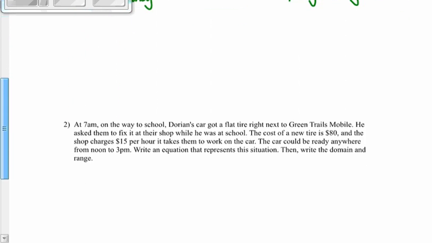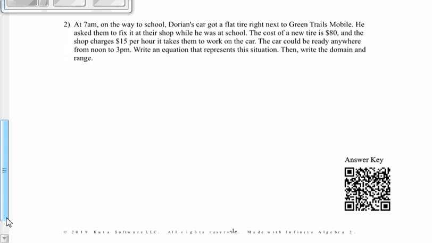On the second one, so same three steps. We're going to write the equation, the domain, and the range. We just have a different situation. At 7 a.m. on the way to school, Dorian's car got a flat tire next to Green Trails Mobile. He asked them to fix it at their shop while he was at school. The cost of a new tire is $80, and the shop charges $15 per hour it takes them to work on the car. The car could be ready anywhere from noon to 3 p.m. Write an equation that represents the situation, then write the domain and range.